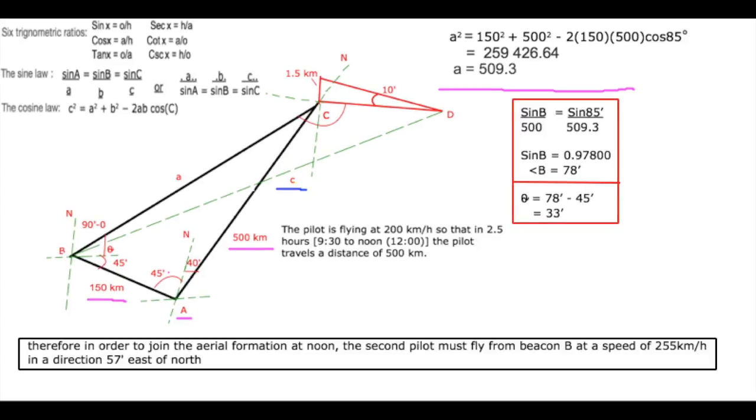The direction that the second aircraft must head is 90 degrees minus 33 degrees, or you could say 57 degrees east of north. Therefore, in order to join the aerial formation at noon, the second pilot must fly from beacon B at a speed of 255 kilometers an hour in a direction 57 degrees east of north.